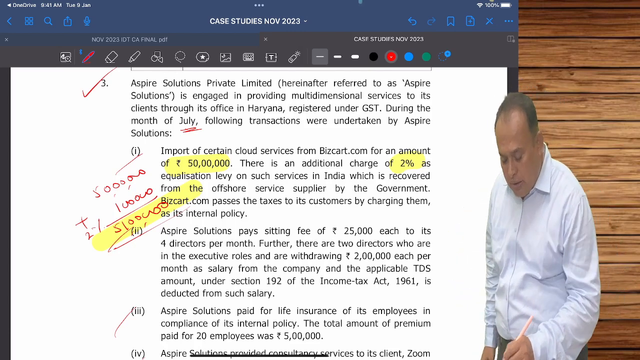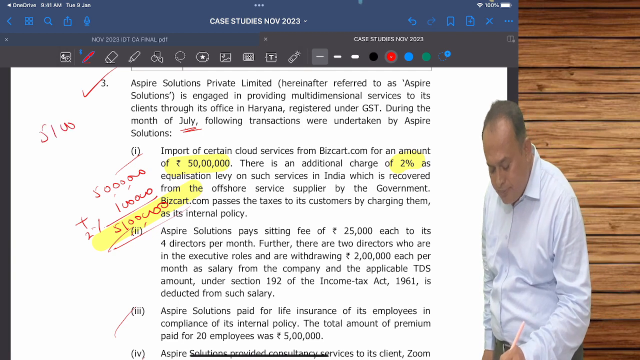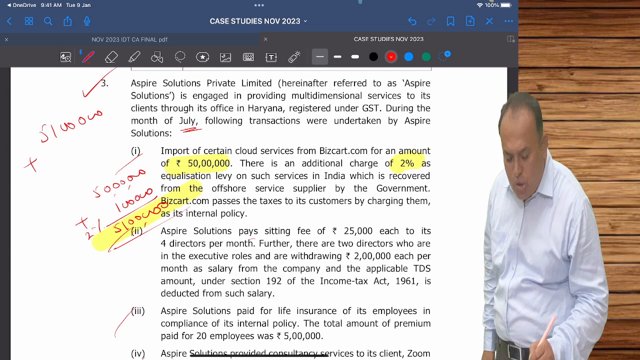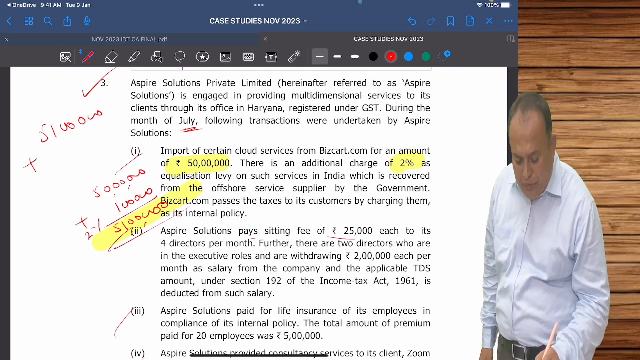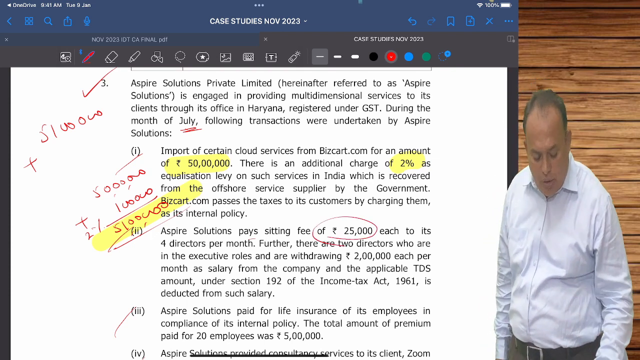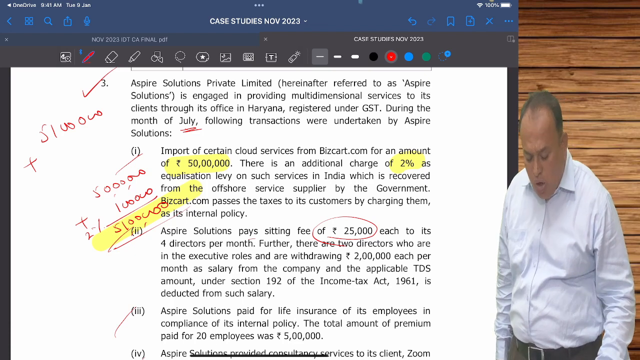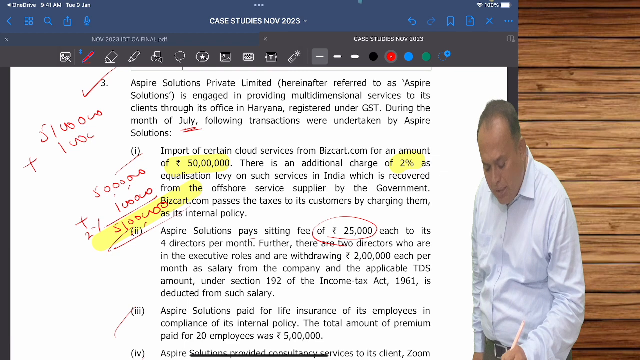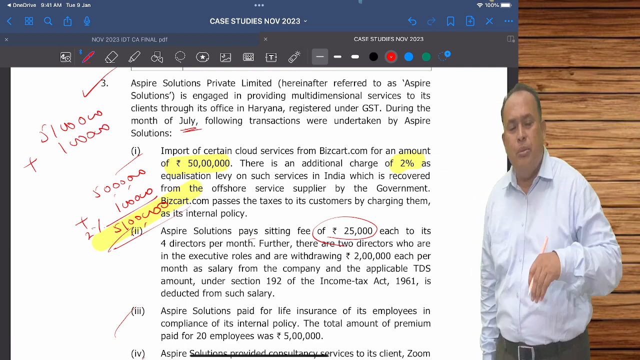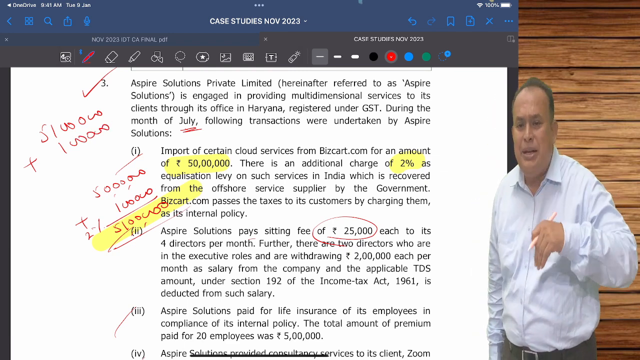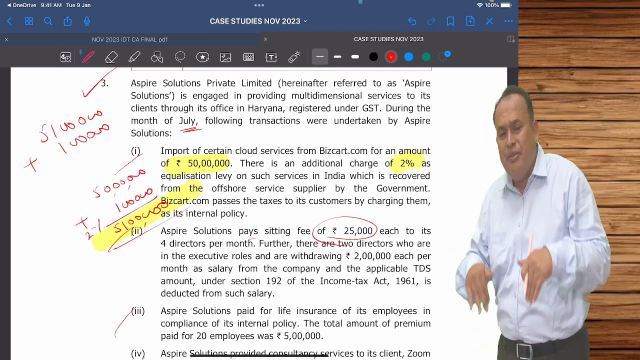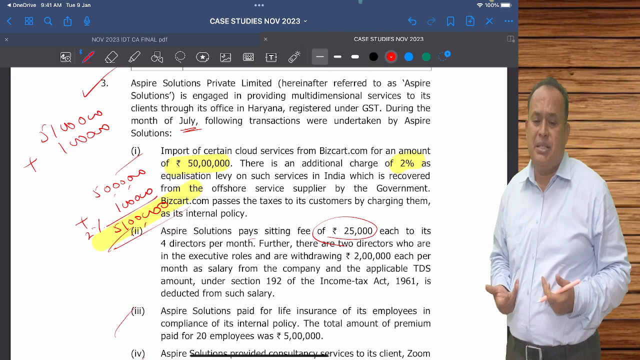So 51 lakhs is one value, plus Aspire Solutions paying fees of 25,000. 25,000 into how many directors? 4 directors, 1 lakh rupees. On this 1 lakh rupees under RCM, the recipient Aspire Solutions is liable to pay GST. The same for the given month is eligible for input tax credit.